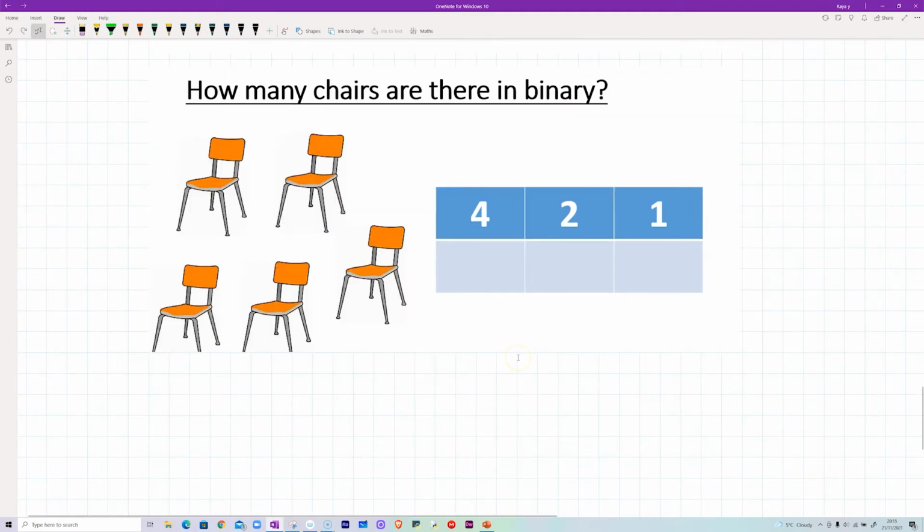Okay, right. Now ask yourself, how many chairs are there in binary? I'm going to give you 30 seconds to work this out.